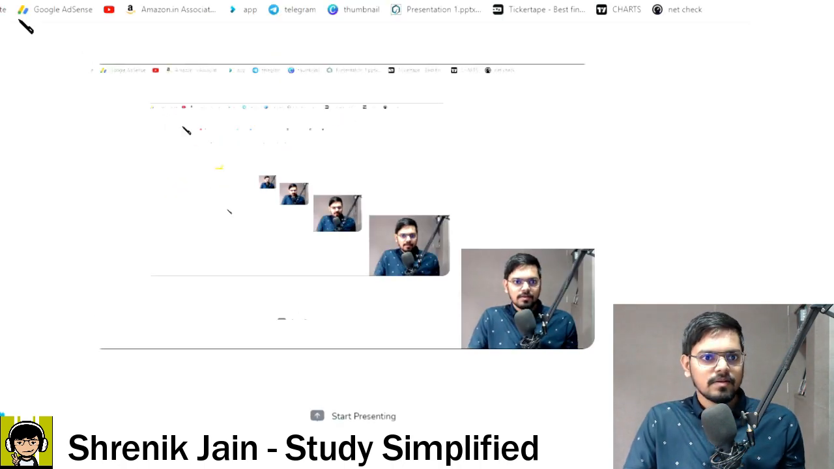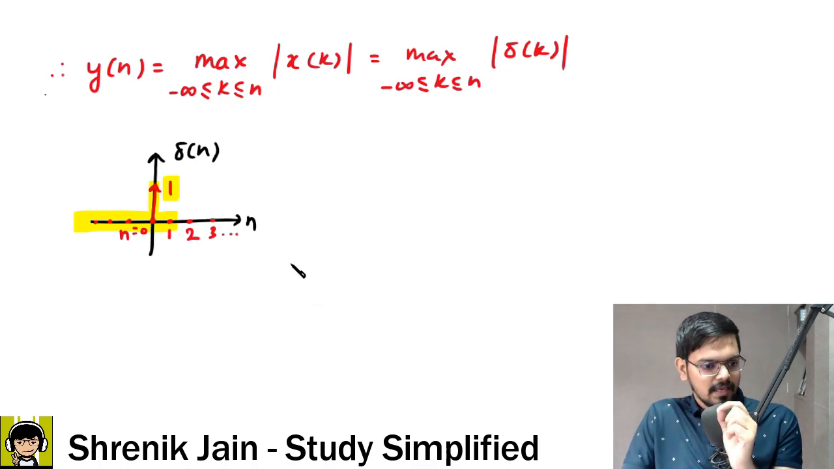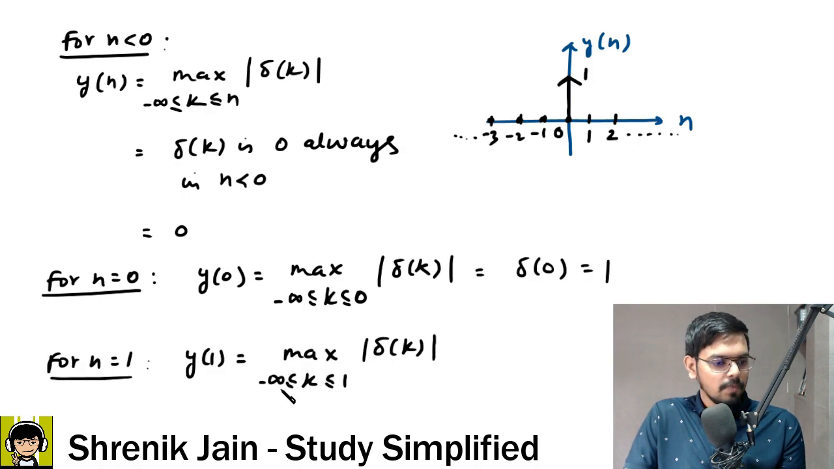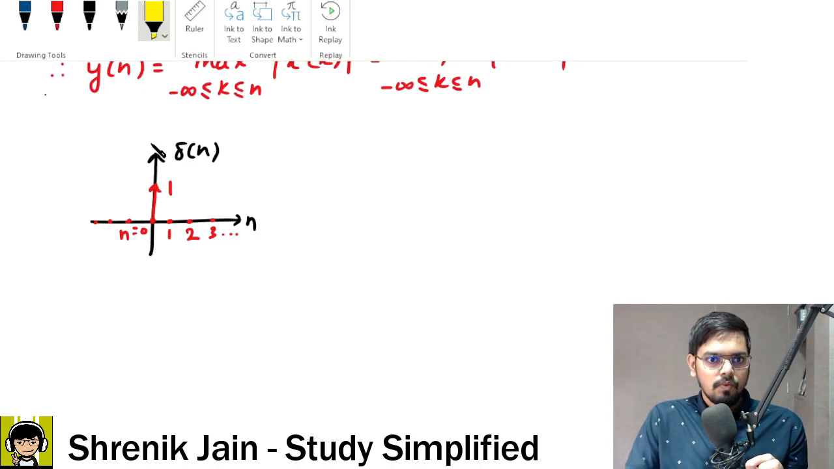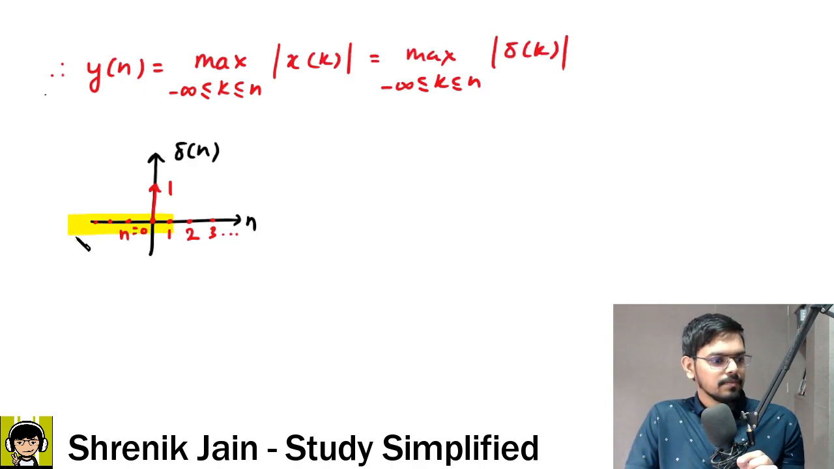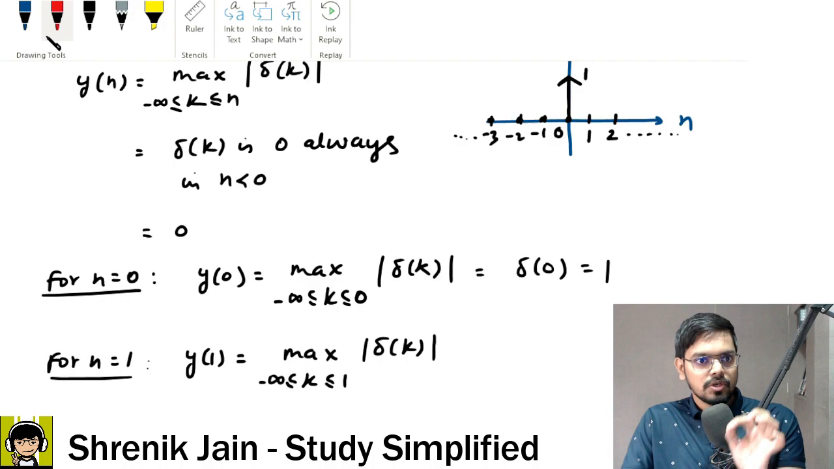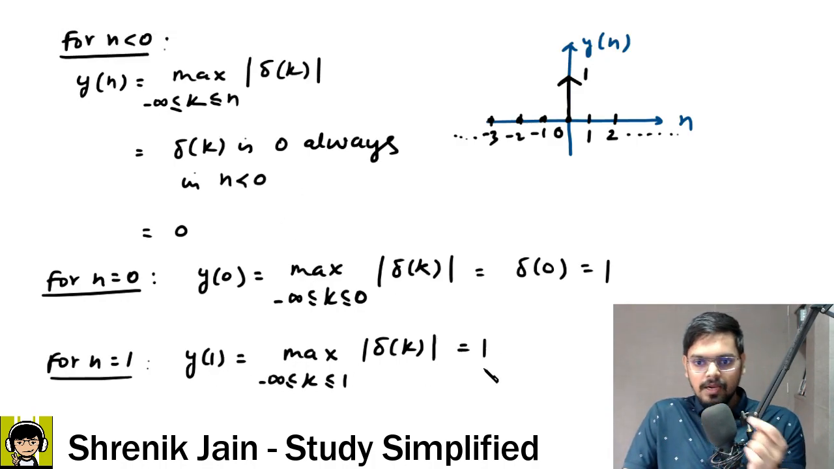Wait a second. I guess I am back again. Yes? So what I was simply saying is that when you say the range is from 1 to minus infinity, and I am checking from n is 1 to minus infinity, what is the maximum value? Sir, at n is equal to 0, we have 1, and that is the only maximum. Therefore, in this range, again, the delta function is giving me the maximum output as 1. So, y of 1 is again 1.